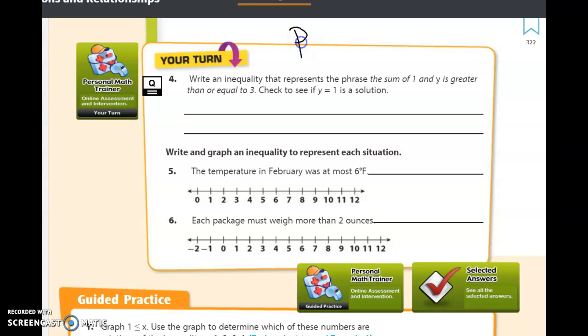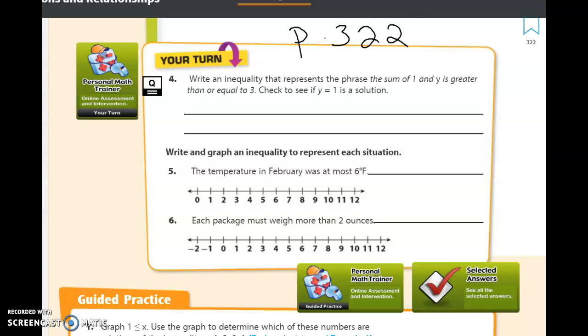Okay, everyone, we are on page 322. Your turn at the top of the page. Go ahead and pause the video and try to do these 3 problems by yourself, and then press play and check and see if you did them correctly.